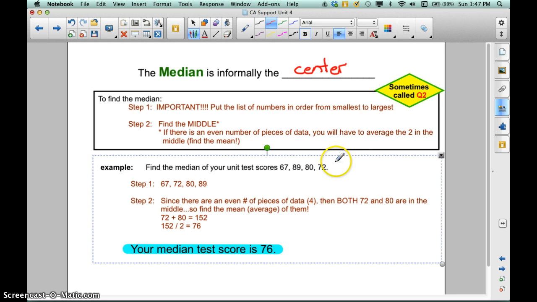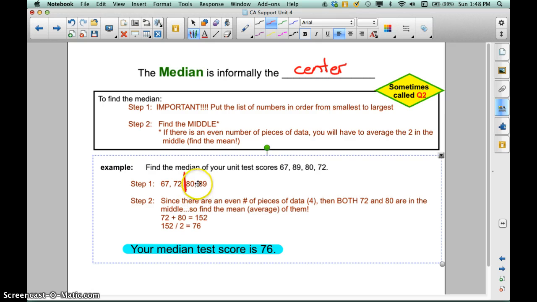Let's take a look at our example with the test scores. Our test scores were not in order, and so we have to put them in order as the first step, from the smallest, which was 67, up to the largest, which was 89. Once we do that, we want to find the middle. There are 4 pieces of data here. The middle falls right there.